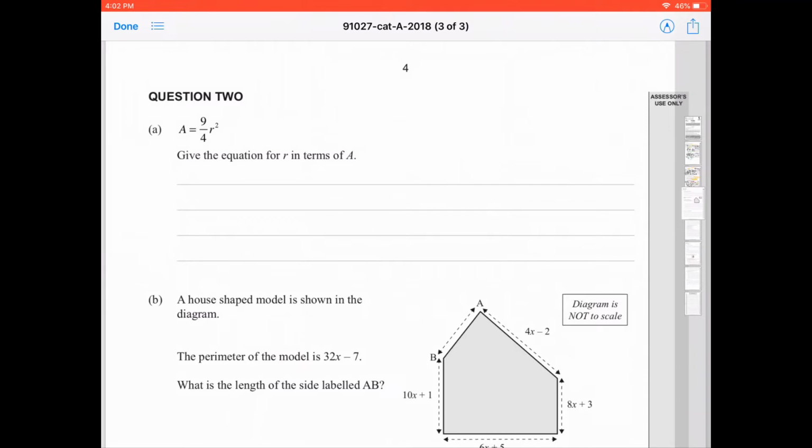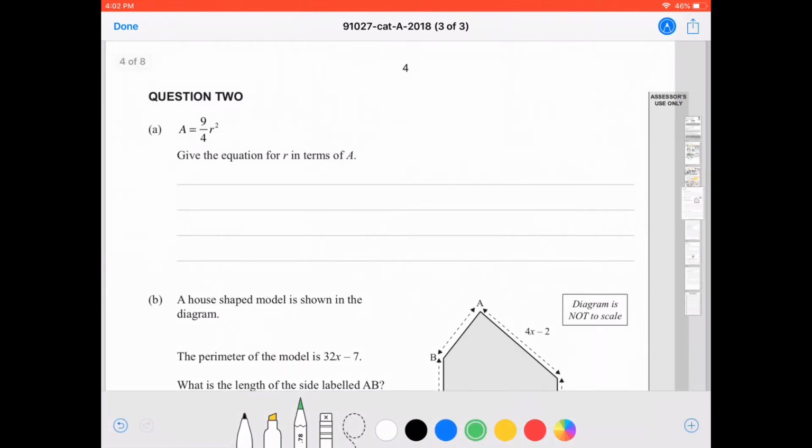So question 2a, we've been given this equation, A equals 9 quarters r squared. Give the equation for r in terms of A. So they want us to make r the subject. Let's first just write down our equation. A equals 9 over 4 r squared, and we're rearranging for r.